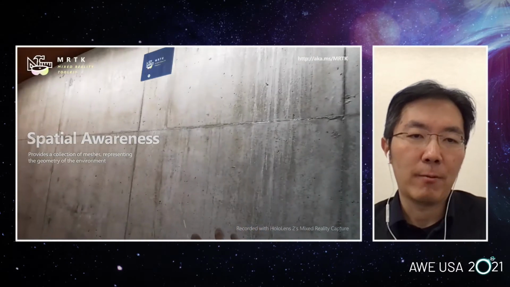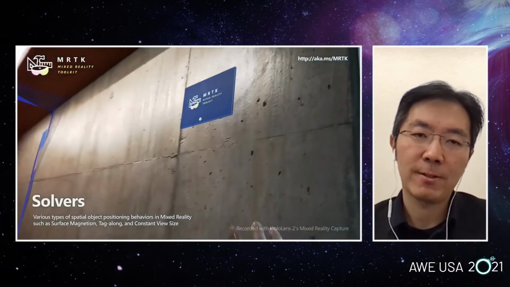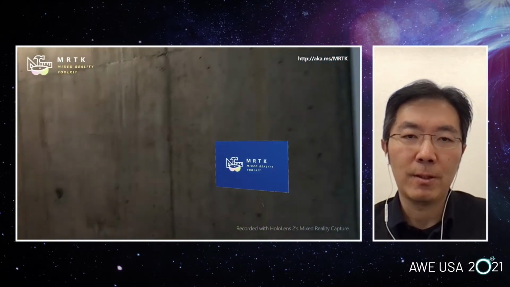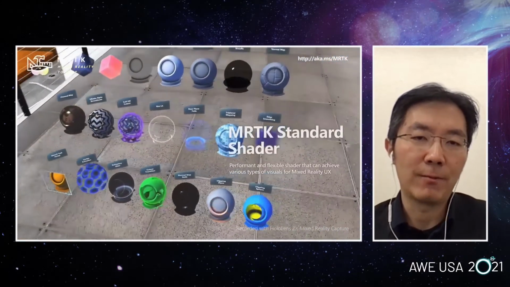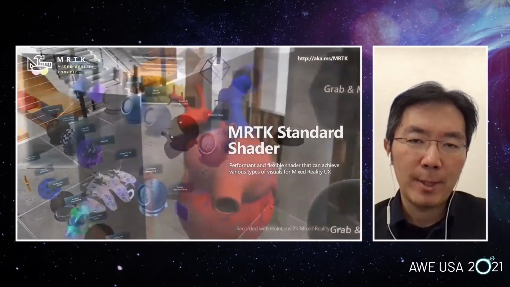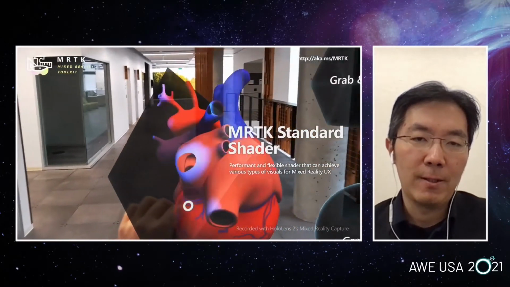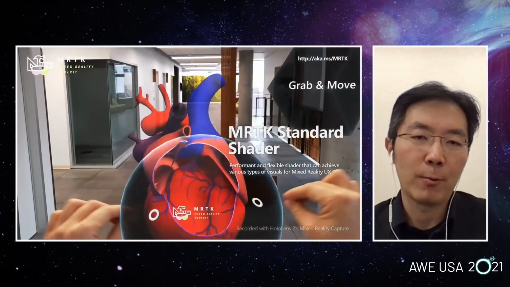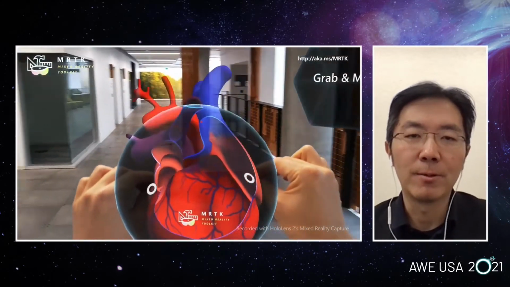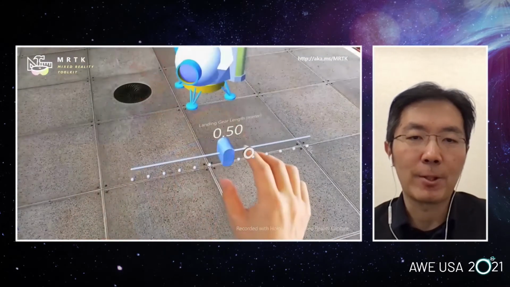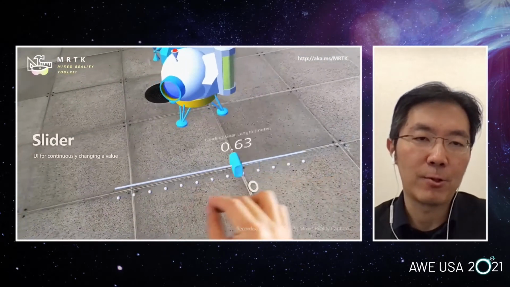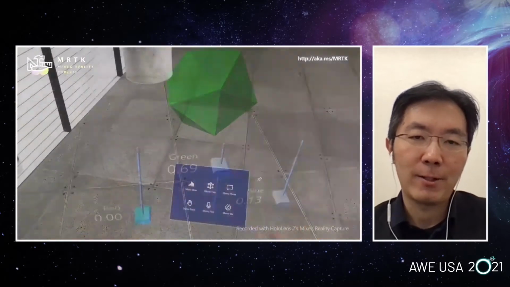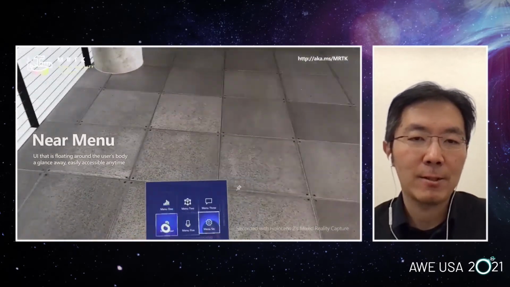And MRTK also provides a way to leverage physical surfaces, and provides solvers, which allow you to position digital objects in many different ways. And MRTK standard shader provides various types of visual effects in a more performant way, optimized for mobile GPU and CPU. So you can achieve a lot of visual effects. And we have some UI controls like a slider that supports direct hand interactions.